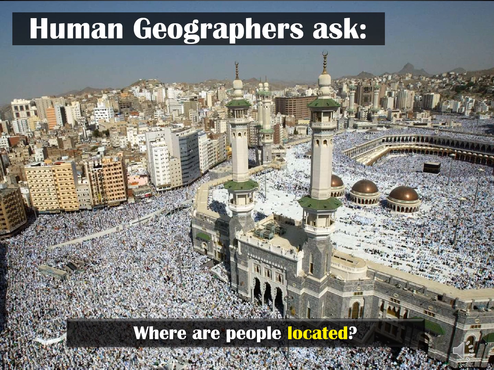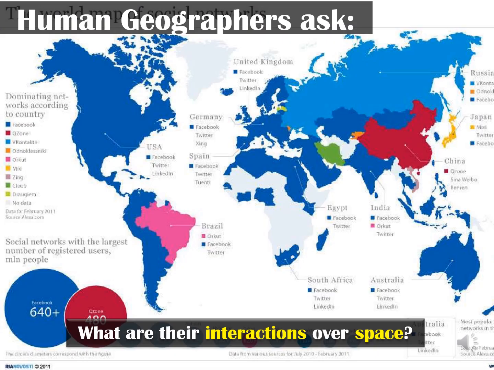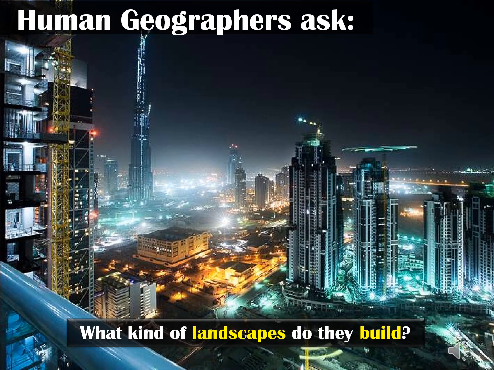Human geographers ask, where are people located? What are people like? What are people's interactions over space? And what kind of landscapes do they build?